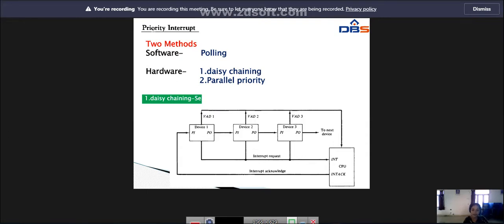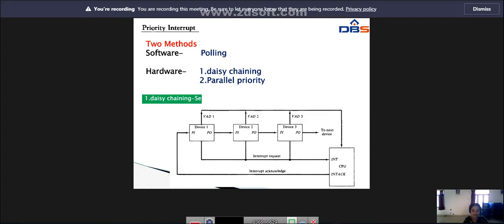In the priority interrupt, I have two methods, that is software and hardware. Software is nothing but polling. Polling is a procedure which is used to identify the highest priority source. Next, the second one is hardware. In hardware I have two types: daisy chaining and parallel priority.